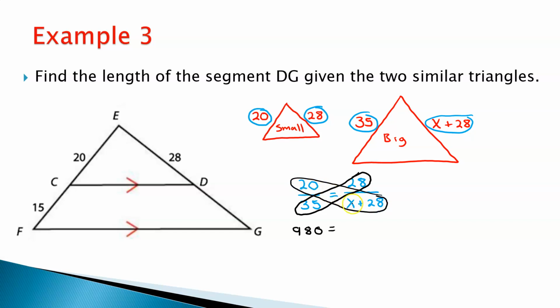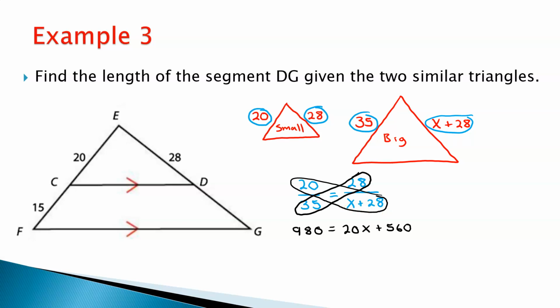What is 20 times just an x? Well, that's 20x. And then you also have to multiply 20 times 28. I don't know that off the top of my head. So 20 times 28, that gives me positive 560. So be careful whenever you have two terms like an x and a plus 28. When you cross multiply, you'll have to multiply each part individually.